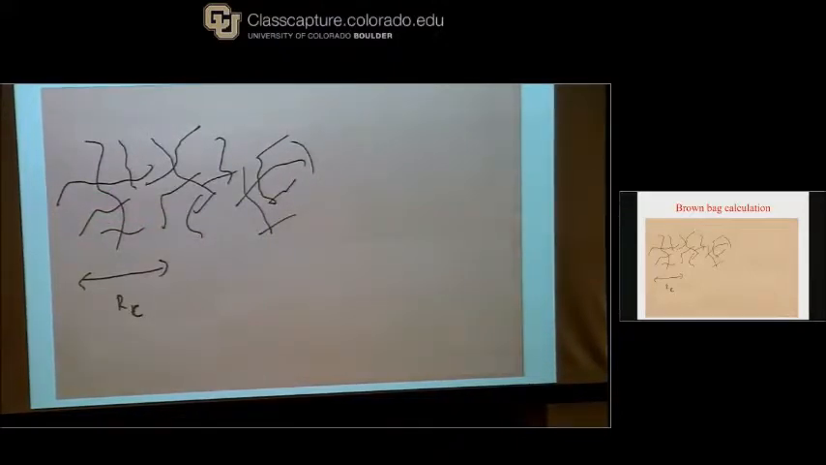So remember, as I grow these fractal clusters, I take fewer and fewer particles. So I need less and less material. The density is decreasing as they get larger. So I can calculate this value. This is a simple calculation, right? That's why I did it on this brown bag.